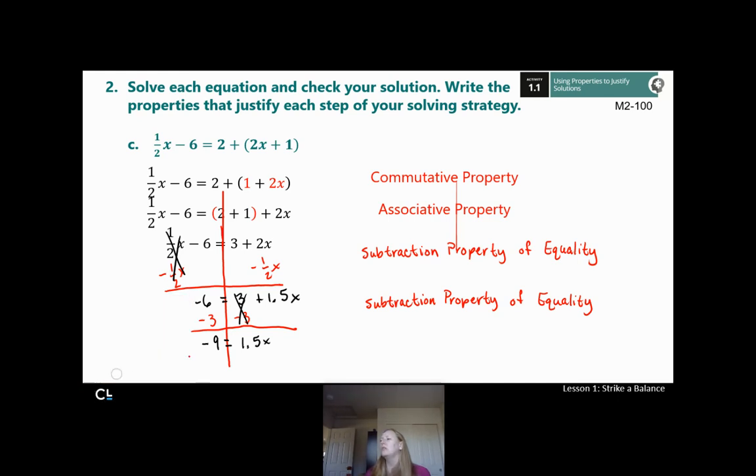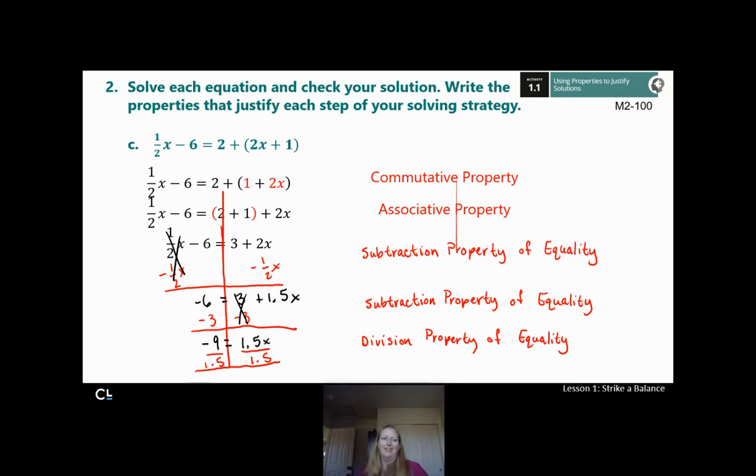One last step then. We are so close. I need x to be totally alone, but it's being multiplied by 1.5. So I'm going to go ahead and divide by 1.5. And if you do it to one side, you must do it to the other. Which means this is the division property of equality. There's a reason why we did this.